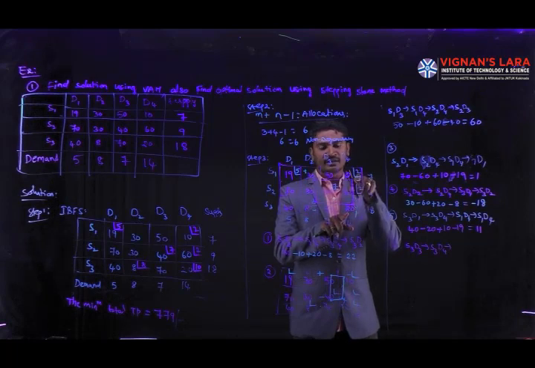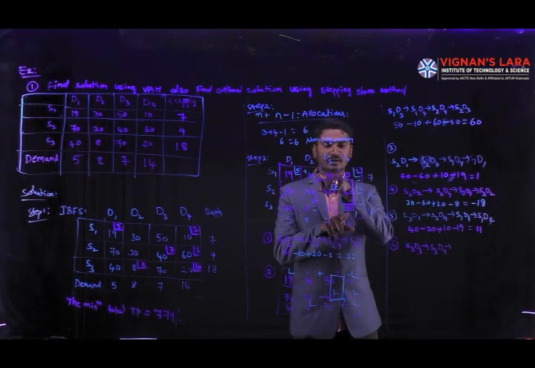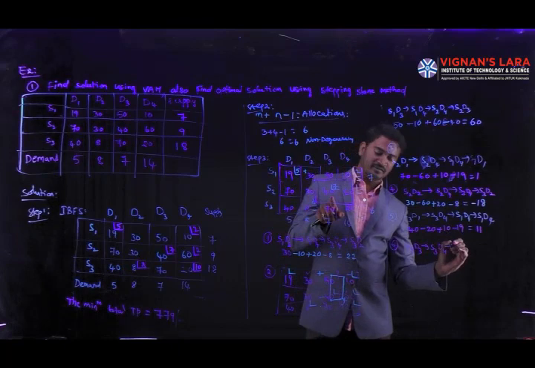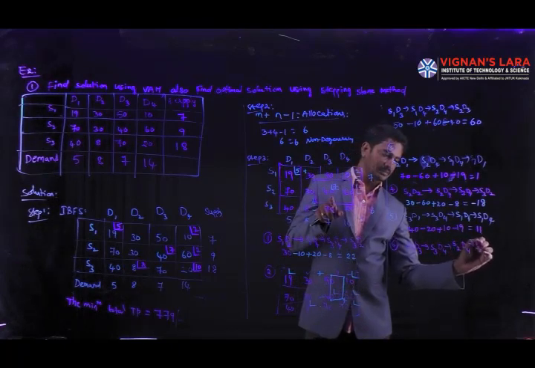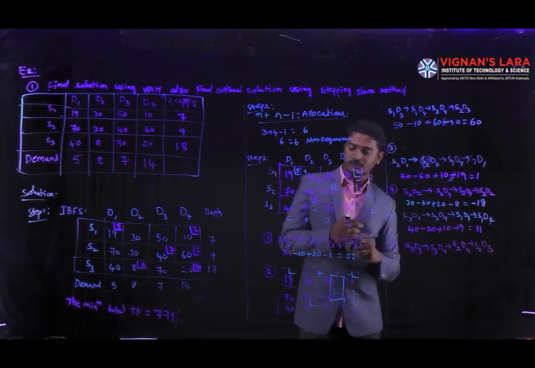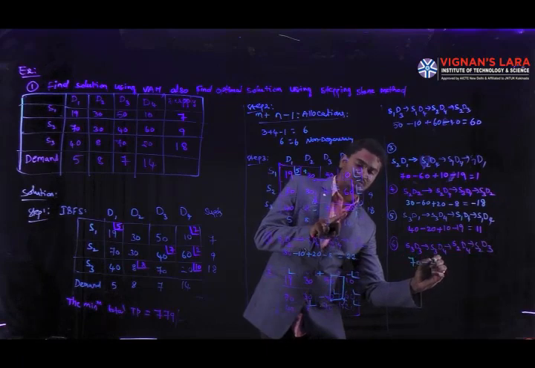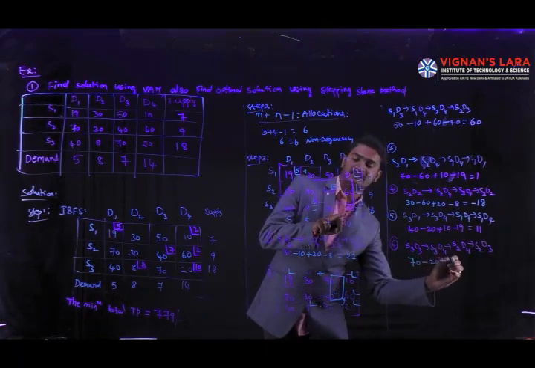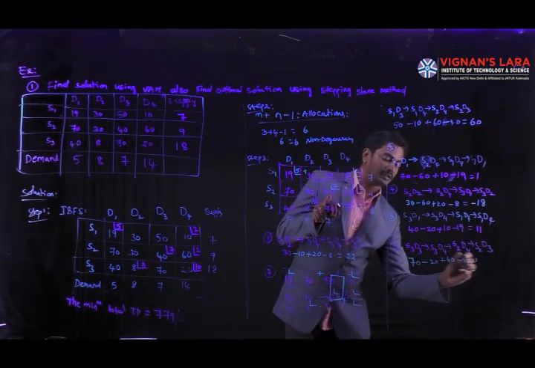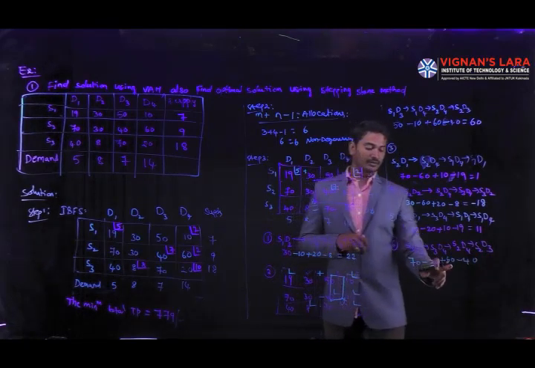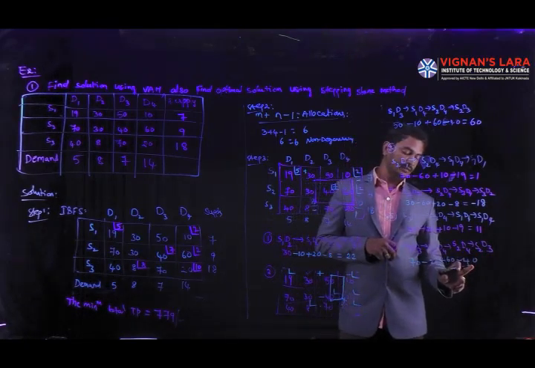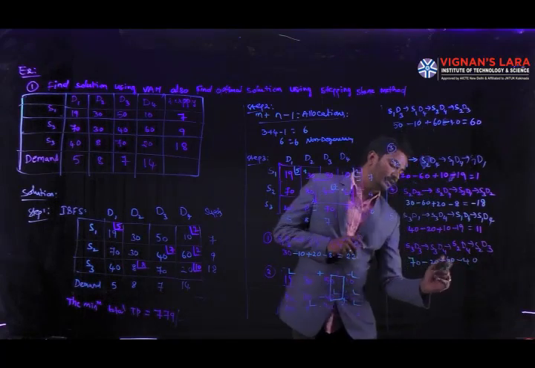If we take this row, this cell, we don't have another allocated cell. So that's the reason I am going to take this. It means S2 D4 and S2 D3. Okay, here the S3 D3 value is 70 minus 20 plus 60 minus 40. Okay, 50, 110 minus 40, 70 we are getting.